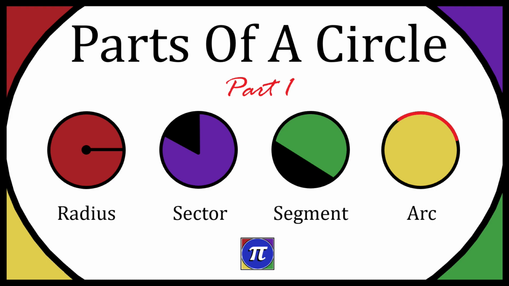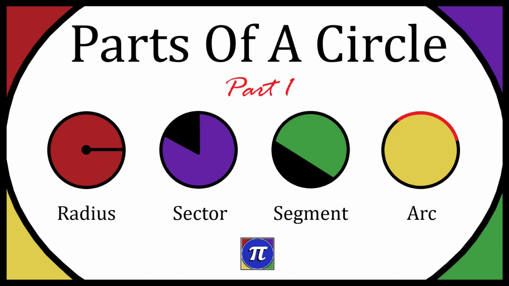So let's get into it. Part 1 is going to be the radius of a circle. This is the distance from the center of the circle to the edge of the circle. It doesn't have to be this particular line, but any distance from the center of the circle to the edge, and that's the radius. The radius can be used to find things such as the area of a circle, and it's used in quite a few equations, so it's quite useful to know how to work out the radius of a circle.